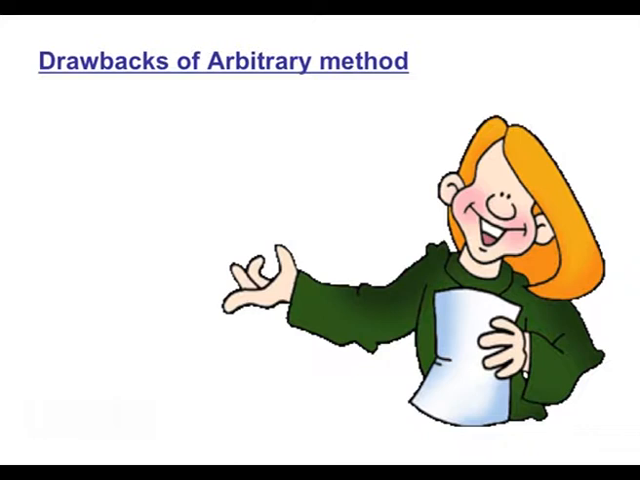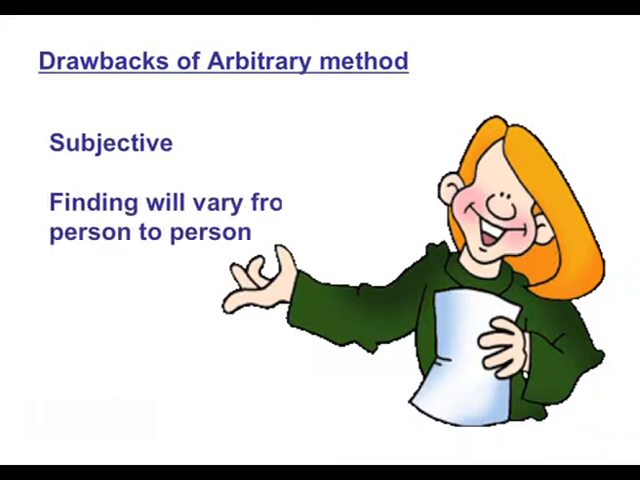The arbitrary method suffers from serious weaknesses or drawbacks. It is subjective. The finding will vary from person to person depending on his impression or imagination. It is vague and inaccurate. And what happens in the scientific method, you may ask?